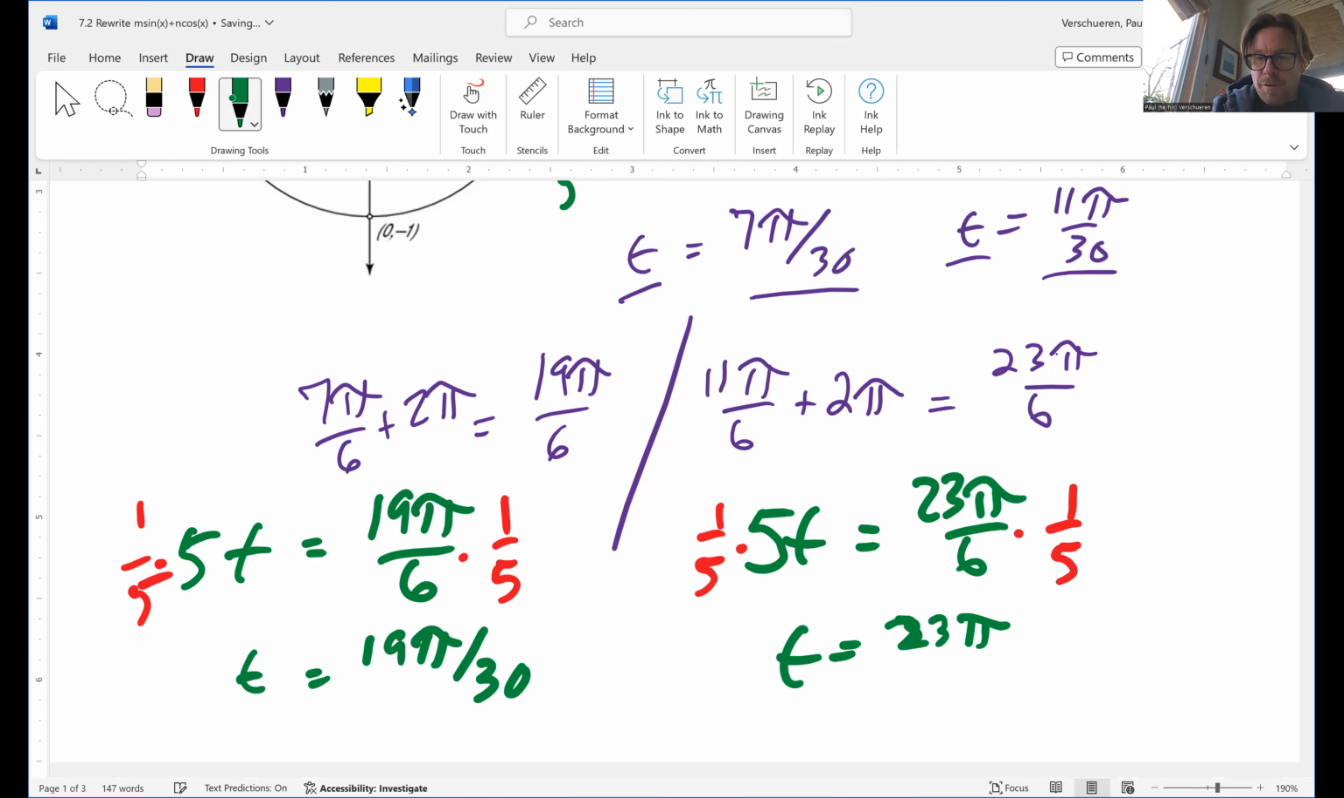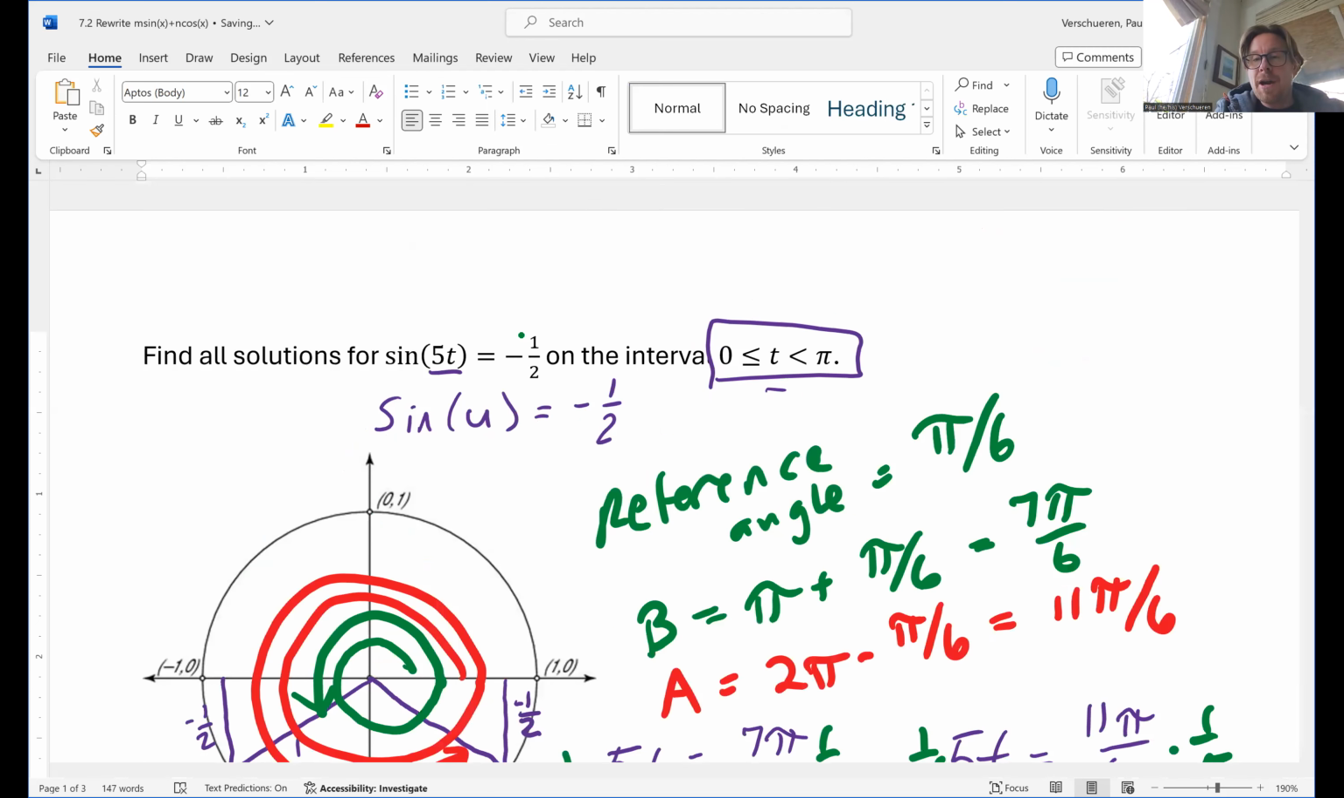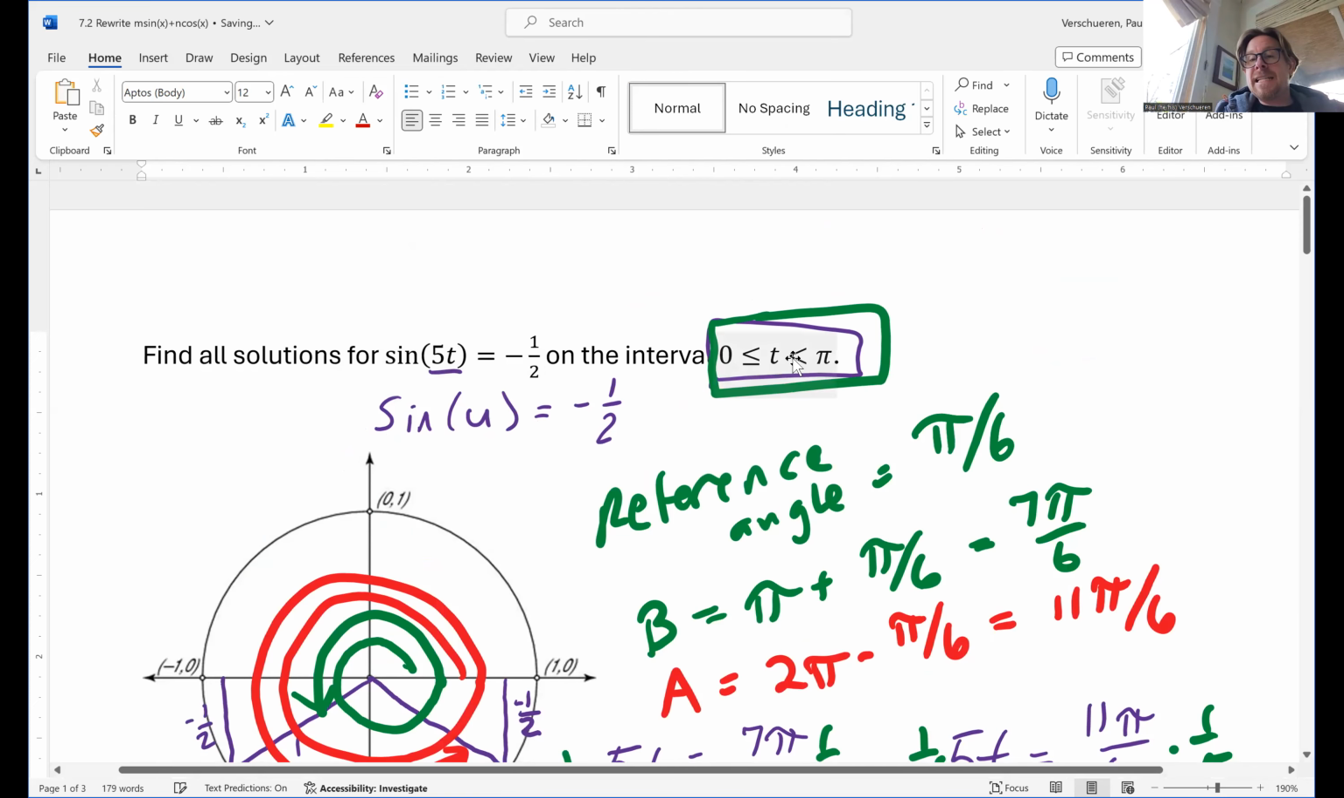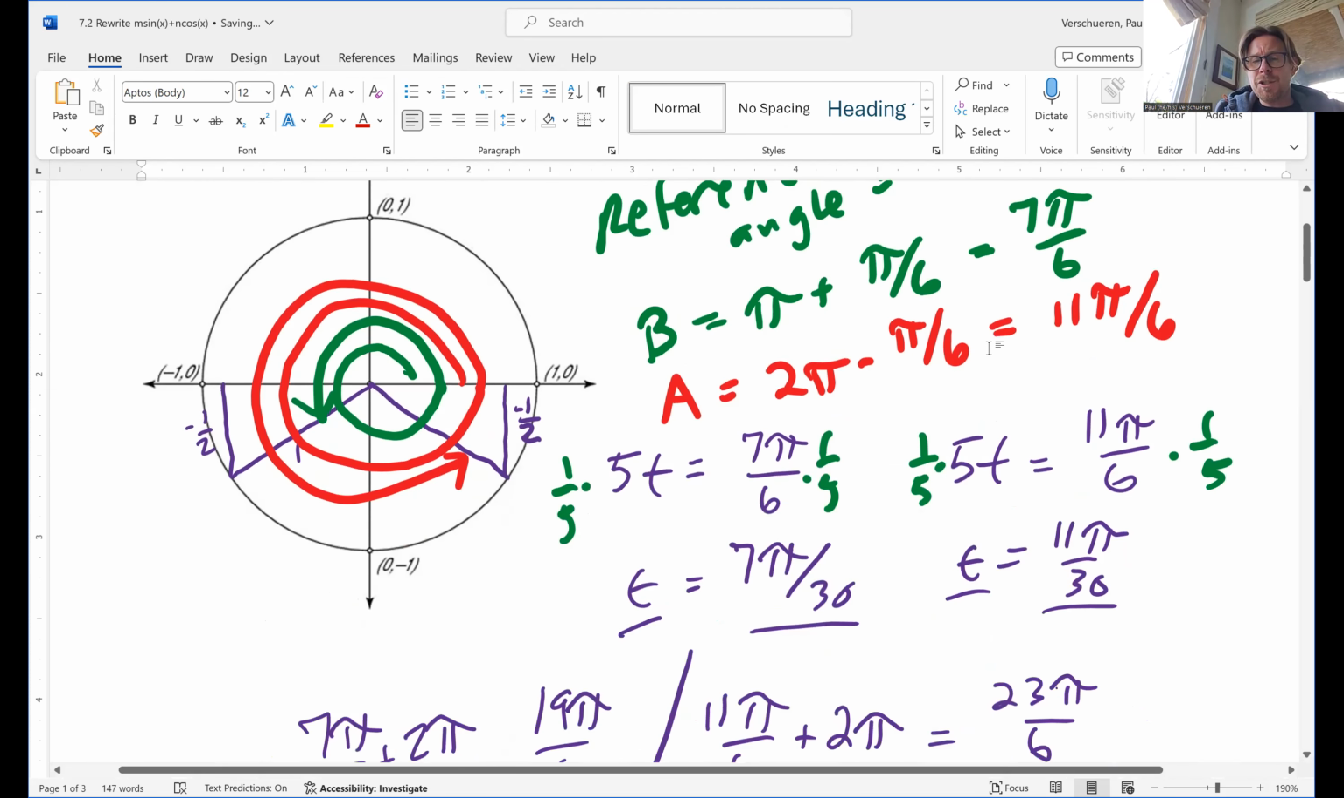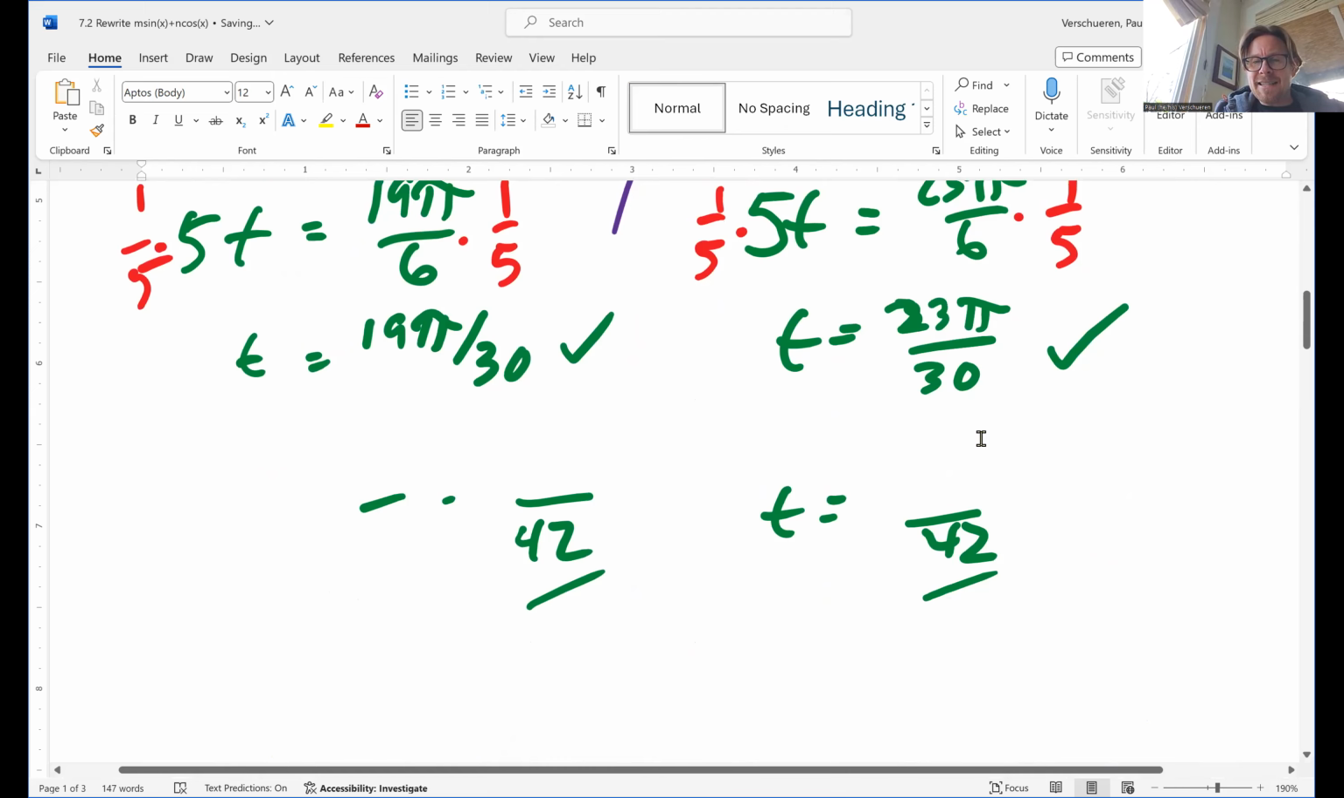Now 19 pi over 30 is more than half a pi, but it's less than pi. 23 pi over 30 is more than half a pi, but less than pi. So both of these also fit into the original interval. Remember, we were talking about the interval where t is between 0 and pi. So there are 2 more solutions that work. I think that's the last of it.